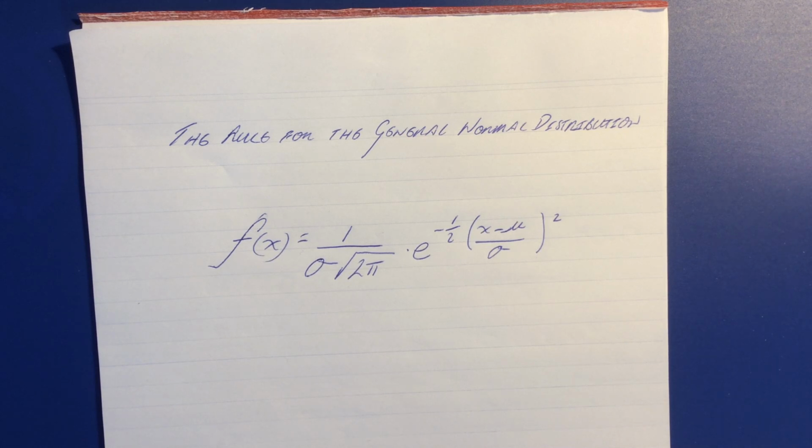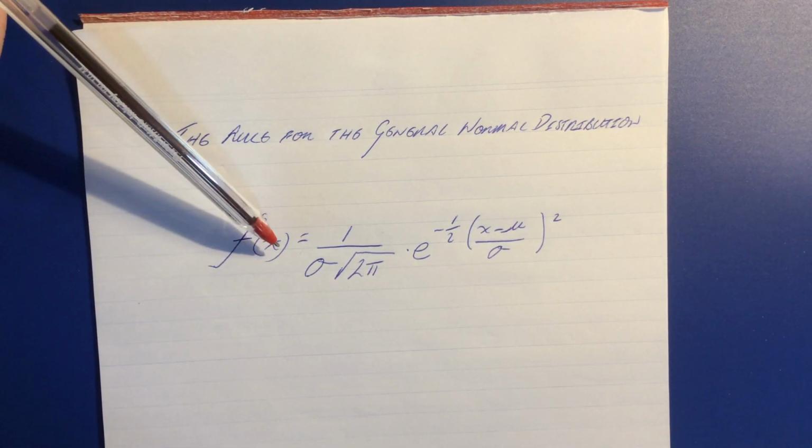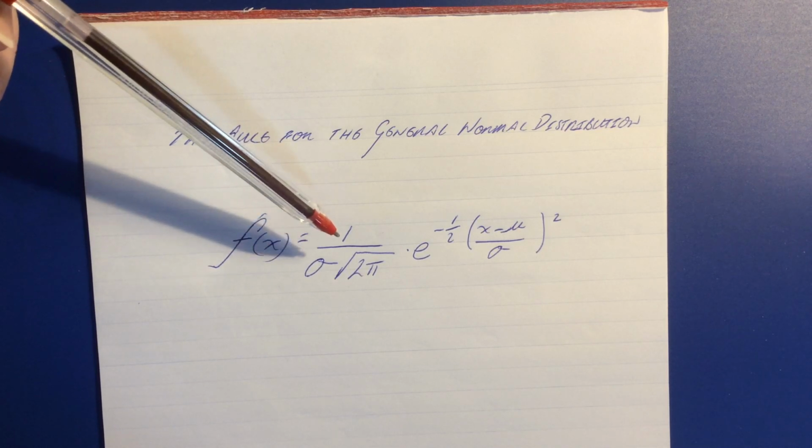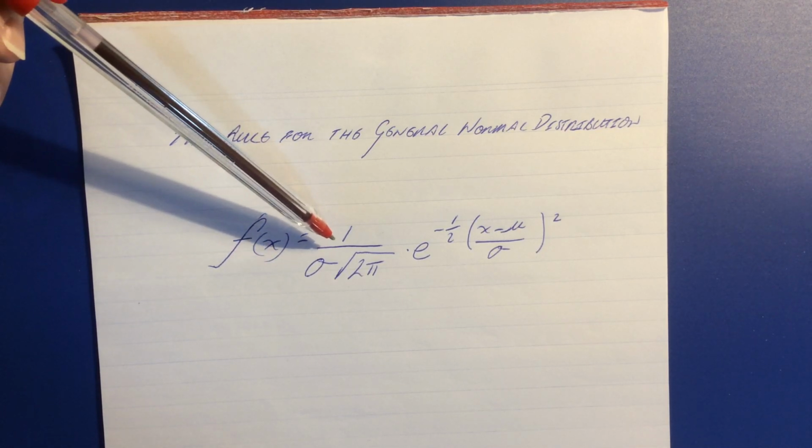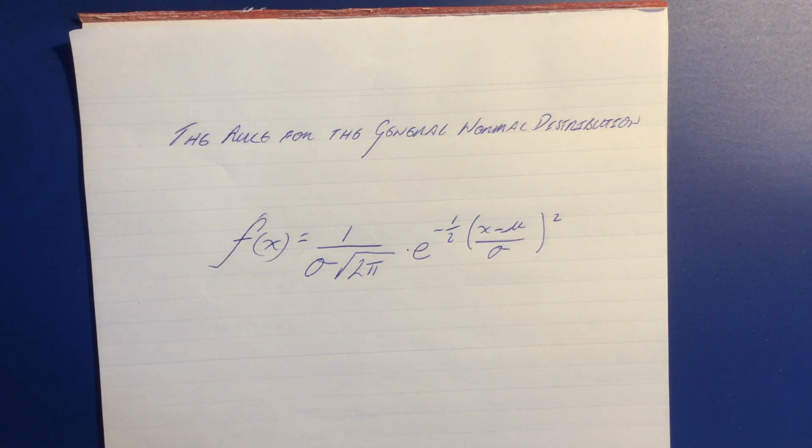Today we're looking at the rule for the general normal distribution. What does that mean? Well, this is the function that generates a normal distribution curve, a bell curve. Now, a lot of you will have done statistics, some of you will have done probability, and you may never have seen this. So I'll just run through this, and then I'll show you an example of it in action, so to speak, and discuss a couple of its uses.